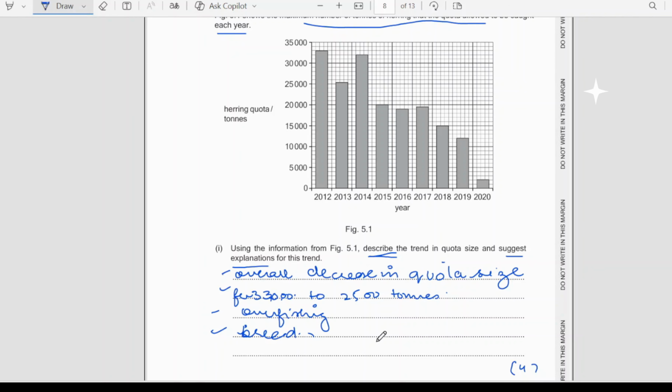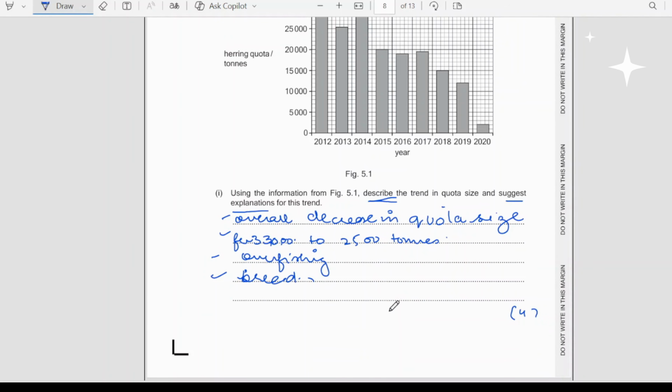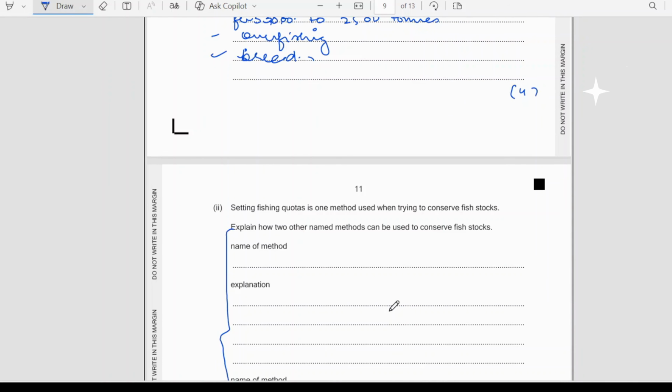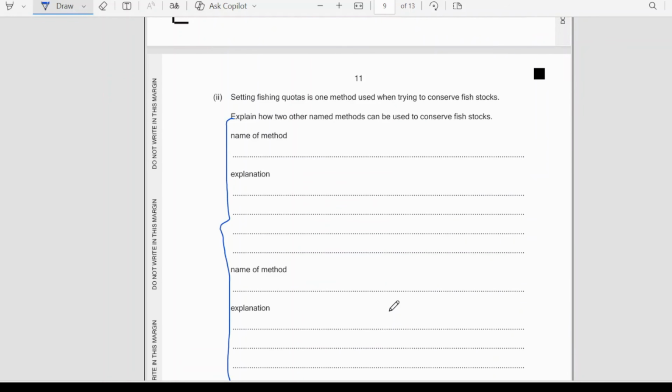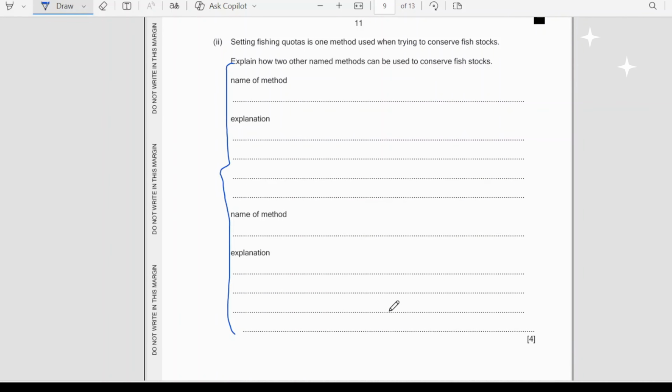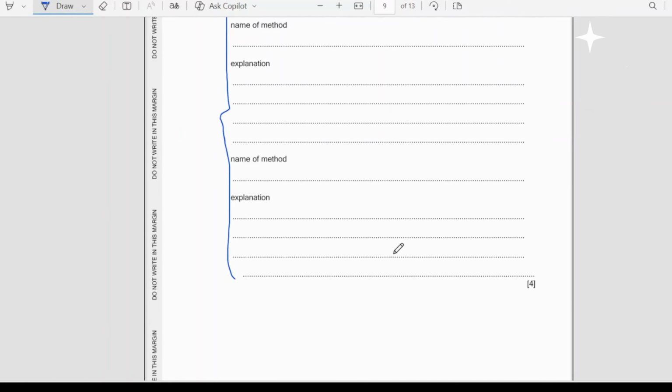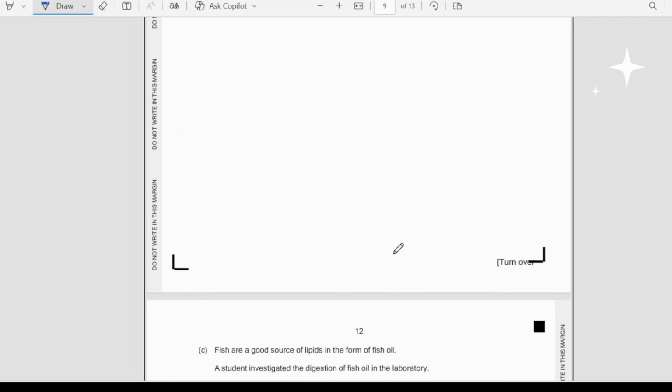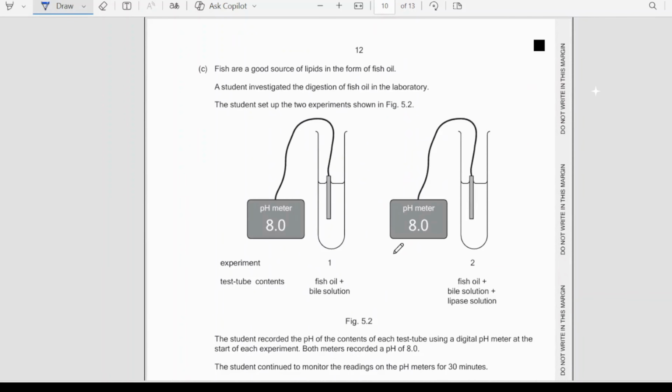Exactly, exactly. Explain that and then quote that it would become sustainable. Increase. Oh, good, good. Yes, good. Okay, fish are a good source of lipids in the form of fish oil.